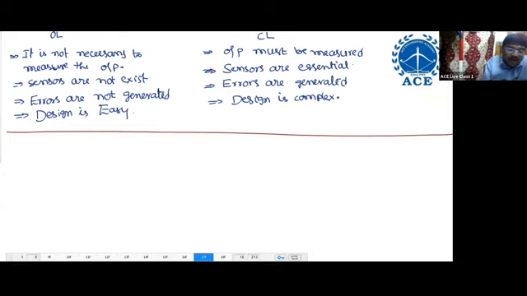Next, block diagram reduction techniques.